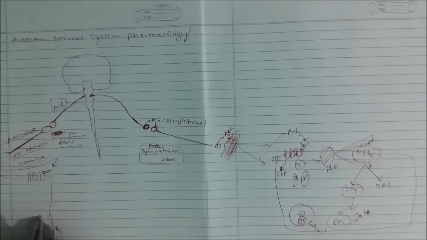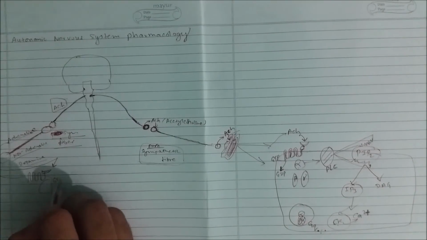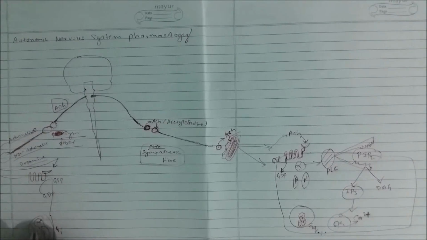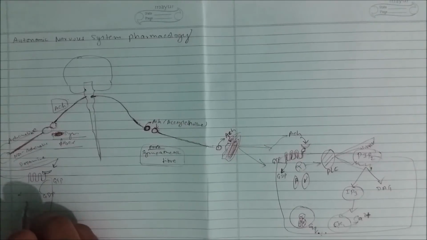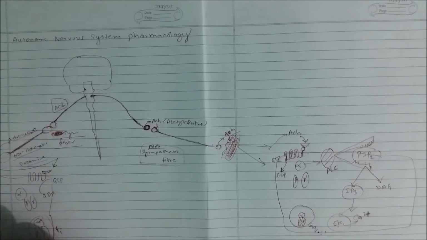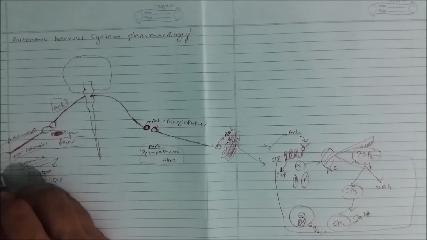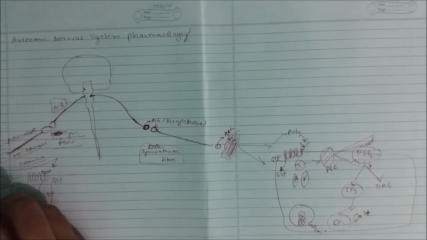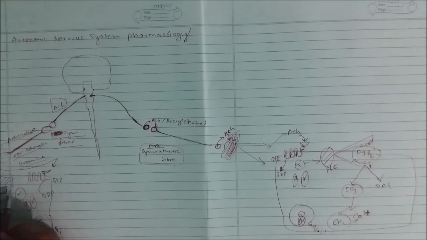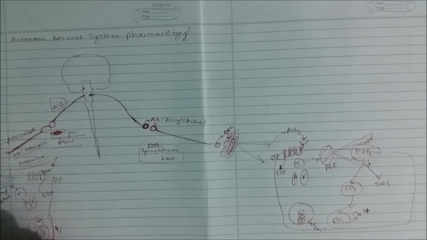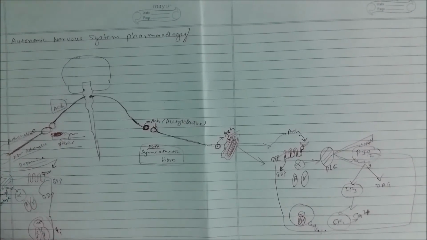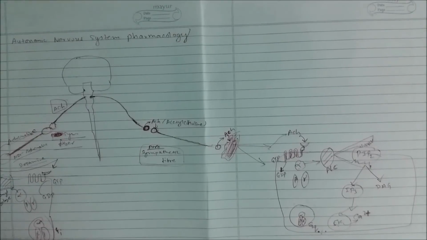This protein is again hydrolyzed at the expense of the hydrolysis of GTP into GDP, and this gets separated into alpha, beta and gamma, and this alpha component of this protein goes and deactivates adenyl cyclase. You know what adenyl cyclase actually does? The main function of adenyl cyclase is to convert ATP into cAMP, cyclic adenosine monophosphate. So when this alpha component deactivates adenyl cyclase, the rate of conversion of ATP into cAMP decreases.